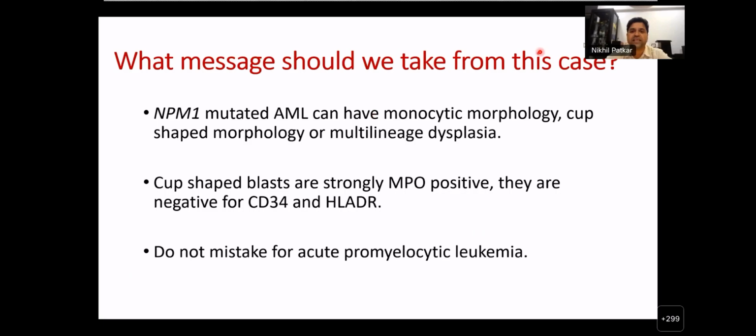So the take-home message from these cases is that NPM1 mutated AMLs can have varied morphology, especially cup-shaped blasts. These are often MPO positive if cup-shaped, and they are negative for CD34 and HLA-DR, and you should not mistake this for an acute promyelocytic leukemia.